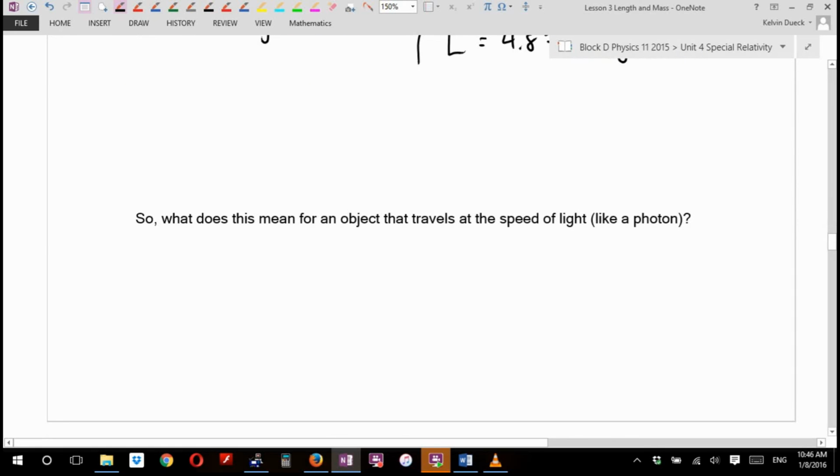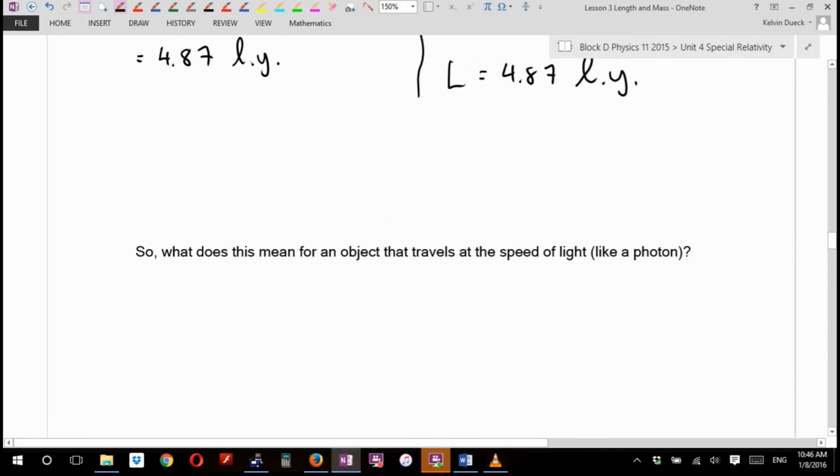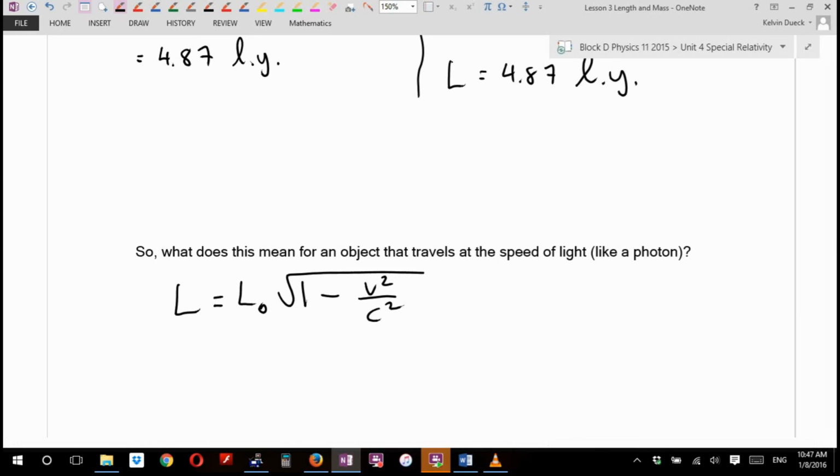Hey, what does this mean for an object that travels at the speed of light, like a photon? Okay. Courtney, how fast does a photon travel? At the speed of light. So a photon would put a c right here. So are you still writing down? Okay. Look up and just watch for a second. A photon would put a c right there. In fact, you'd have c squared over c squared.